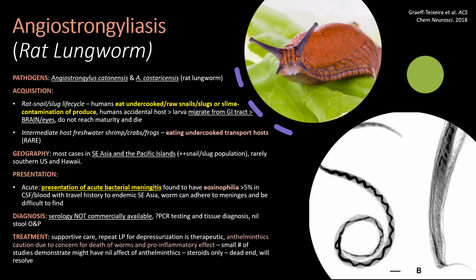This again is mostly a problem with infected populations, commonly in Southeast Asia and the Pacific Islands, which bear an abundant snail population. Importantly, however, Angiostrongylus is also a migratory worm, finding its way to the brain and eyes in a dead-end host fashion similar to Baylisascaris and toxocariasis, causing an acute eosinophilic meningitis syndrome.